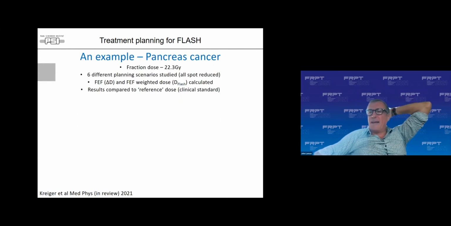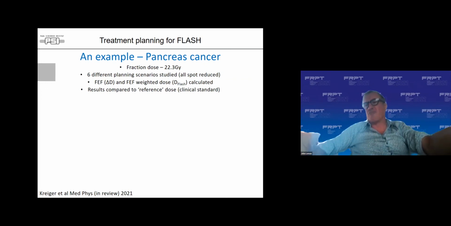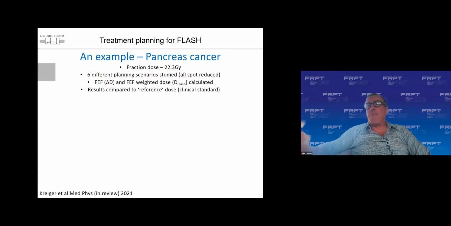Okay, so we've applied this to a number of cases, but I'll take one example. We've taken a pancreas cancer case. We assume a single fraction, maybe not practical, but okay, that's what we've done. And we've taken a dose of 22.3 gray. We've taken the linear quadratic model and calculated the biologically effective dose if we treated a single fraction compared to normal fractionation.